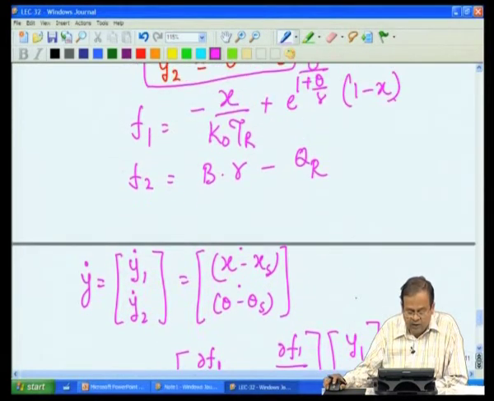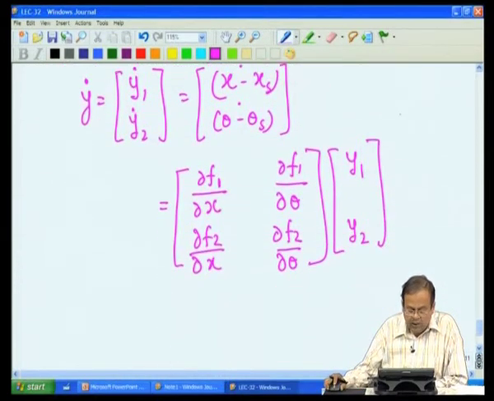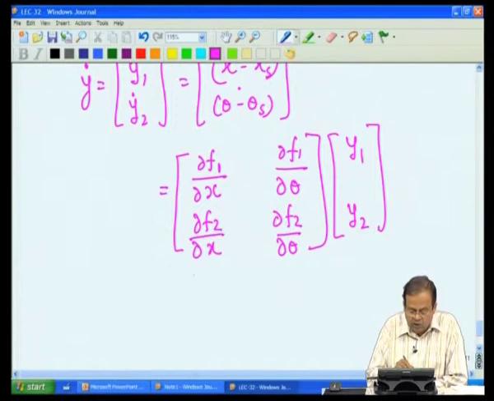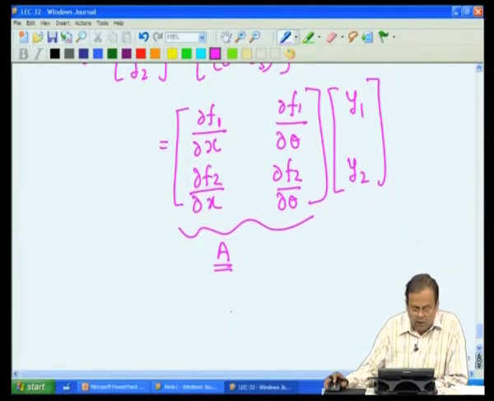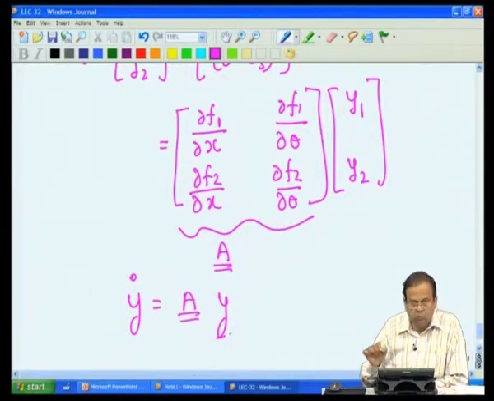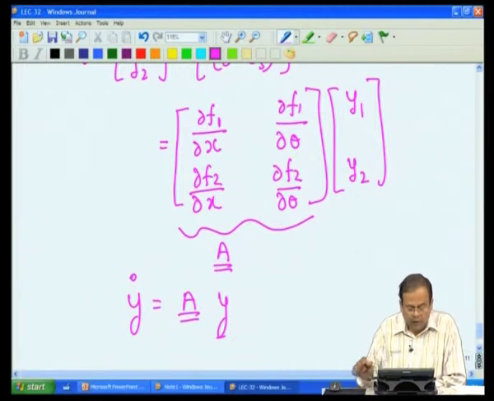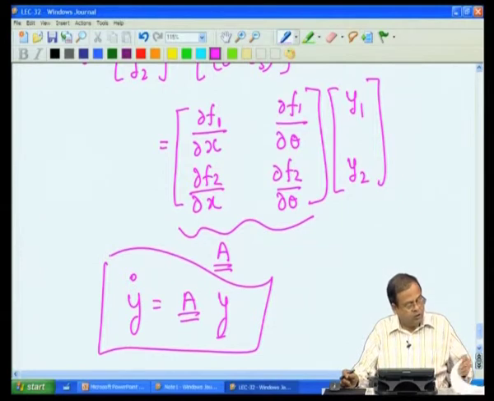where what is del f del x? Derivative of this f1 with respect to x, del f1 del theta, derivative of f1 with respect to theta, and so on. And this matrix we called the Jacobian matrix A bar, and wrote the dynamics y dot equal to A y, and we are interested in looking at the solution of this y.